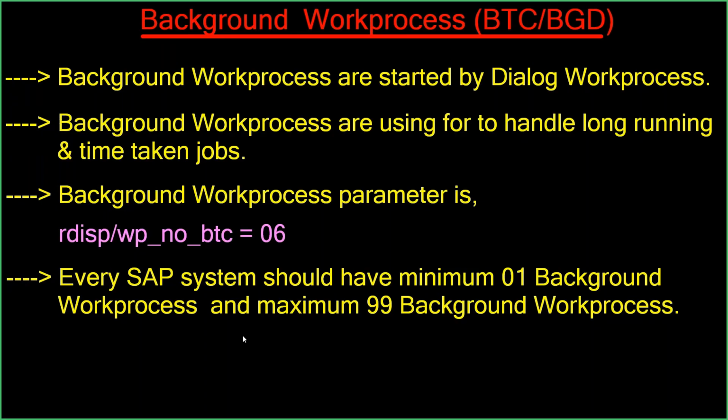So because directly as a user we can't log into background work process. So first we log into dialog work process only. So that is the reason background work process are started by dialog work process. Background work process are used to handle the long running and time taking jobs. So మనం SAP system లో ABAPers ఉంటారు. So they create the program and background jobs మనం డిఫైన్ చేస్తాం, క్రియేట్ చేస్తాం యాజ్ ఎ బేసిస్ కన్సల్టెంట్, ద బ్యాక్గ్రౌండ్ జాబ్స్.